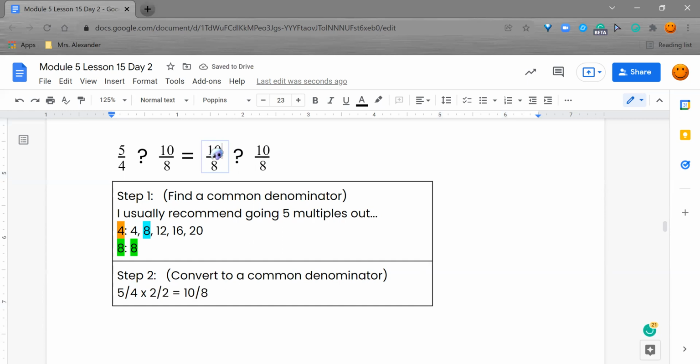And now I look. 10/8 is what to 10/8? Is one bigger than the other? Oh no, they are equal. So I get to put an equal sign. And it's equal because it means the exact same amount, you guys. So 5/4 is equal to 10/8.